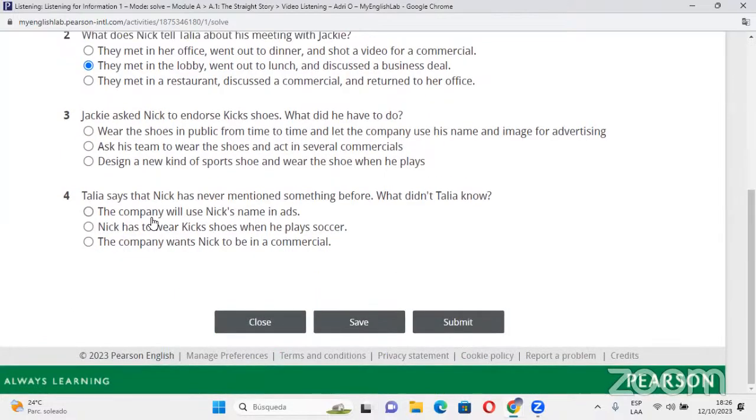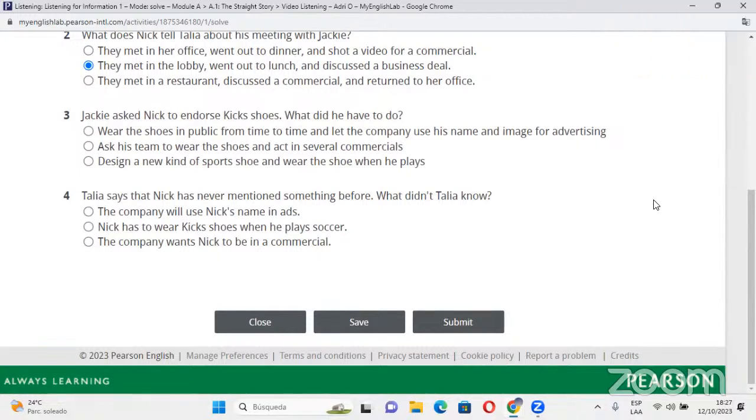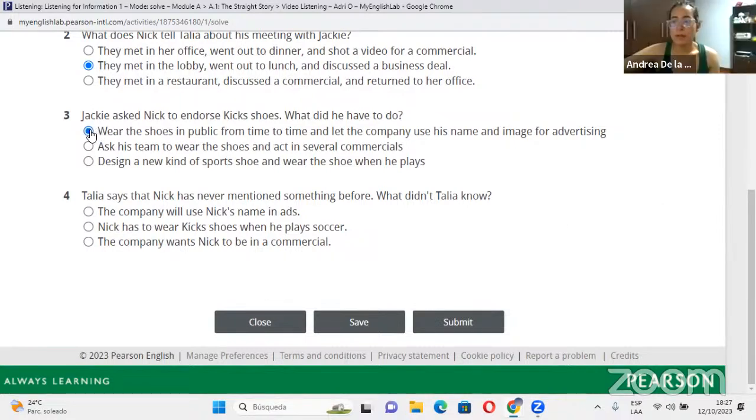Okay. Jackie asked Nick to endorse Kick shoes. What did he have to do? Wear the shoes in public from time to time, and let the company use his name, I imagine, for advertising. Wear the shoes in public. Let the company use his name again.